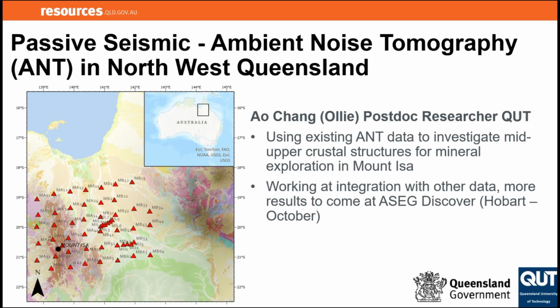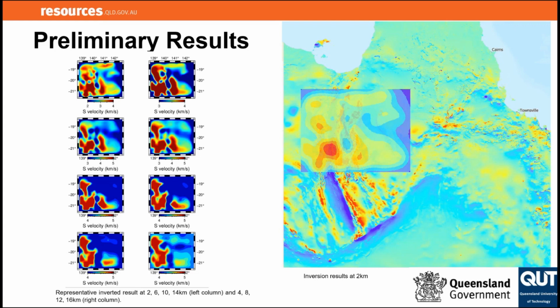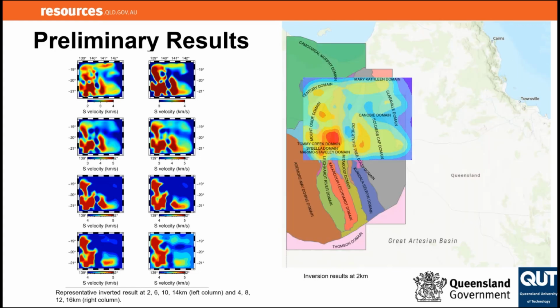And so she'll be presenting more on that there, but I have some preliminary results of the model she's been building. So that's a depth slices through the model, but also on the right there, we have the depth slice at 2 kilometers in relation to the gravity and the magnetics and our geological domains. So if you want to hear more about that, please do reach out to Al or come along to Discover and see her presentation there.